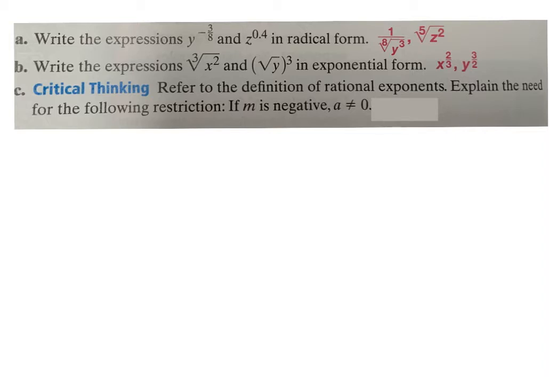Let's look at the critical thinking. Refer to the definition of rational exponents. Explain the need for the restriction. If m is negative, a cannot equal 0. We talked about that a little bit, but why, if m is negative, can a not be 0?